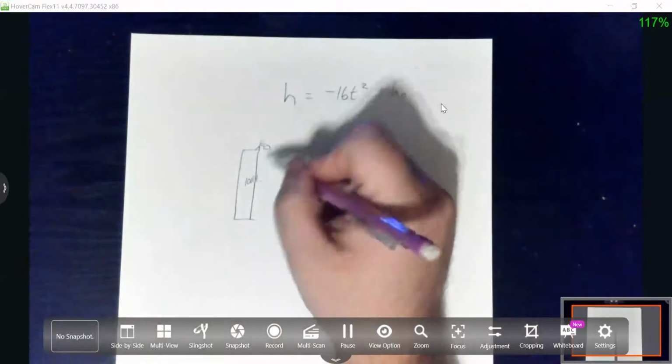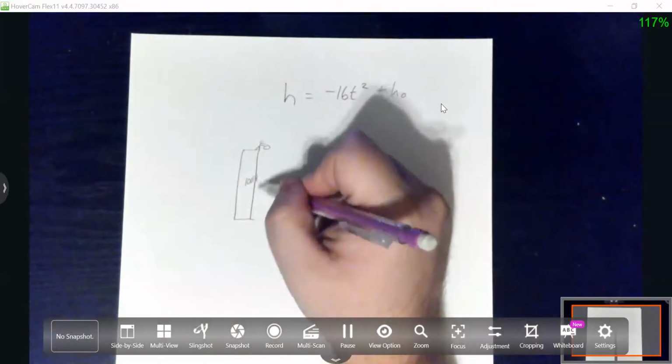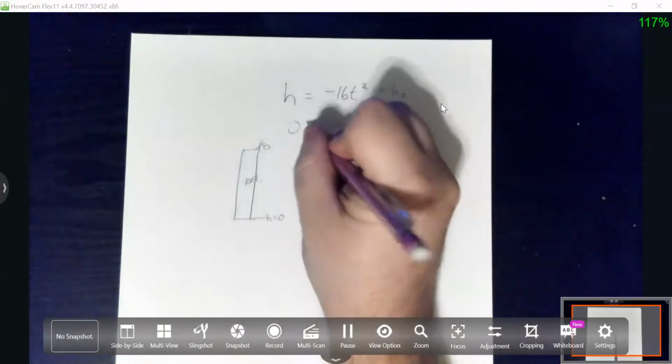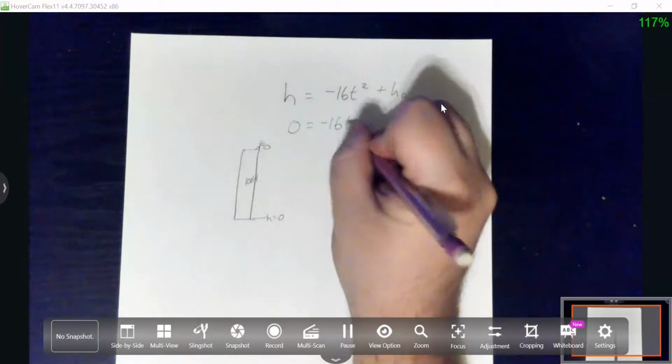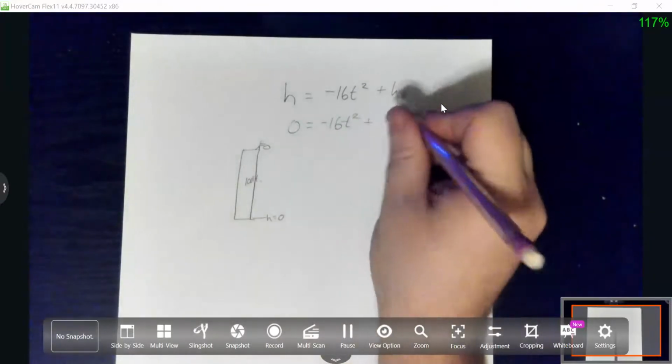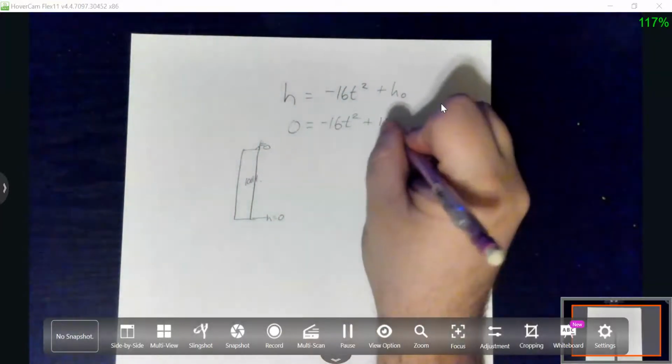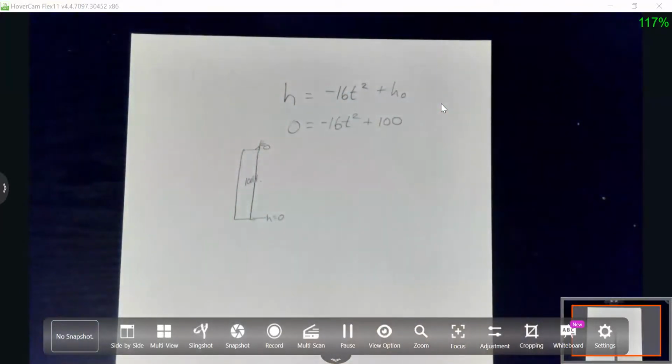So I want to know when it hits the ground. That means it's coming all the way down and it's hitting down here at a height of 0. So I have 0 equals negative 16t squared plus the height that it starts at. And we're starting at 100 feet up. This is now a quadratic equation. I can calculate exactly how long it will be until the object hits the ground.